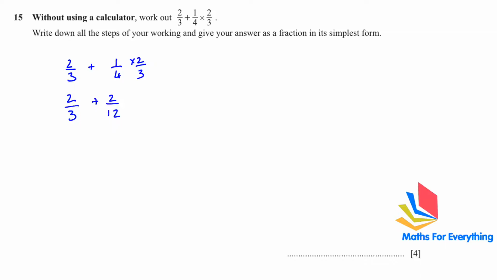Whenever there's an addition or a subtraction involving fractions, you always need to have a common denominator. We can see that 3 multiplied by 4 will give us 12. So we also multiply the numerator. 2 multiplied by 4, 8, plus 2. Because the denominators are the same, we can write it as one fraction. So 8 plus 2, 10 over 12. This will give us 5 over 6. A very easy 4-mark question.